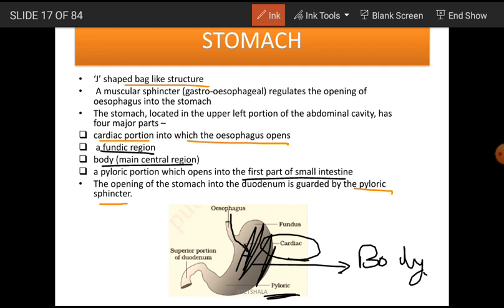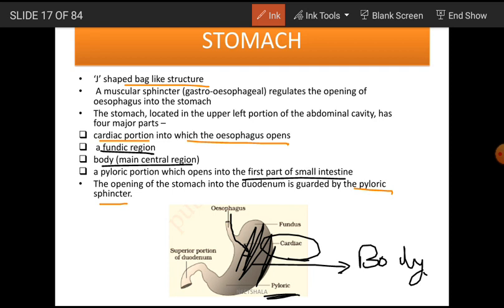Very easy points related to the stomach. Once again, it's a J-shaped bag-like structure. There are two sphincters associated with the stomach: one is the gastroesophageal sphincter and another is the pyloric sphincter. Now, regions of the stomach: there are four regions: cardiac region, fundic region, body or the central region, and the last one is the pyloric region.